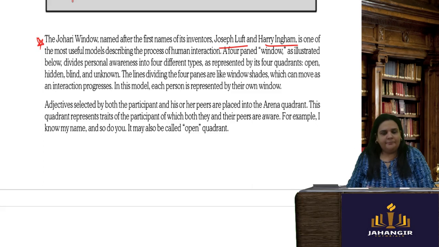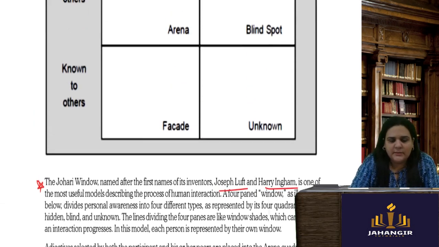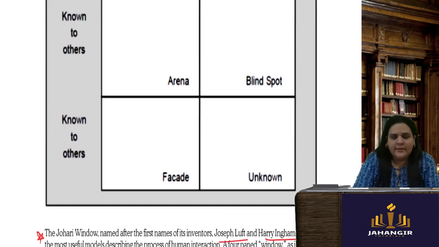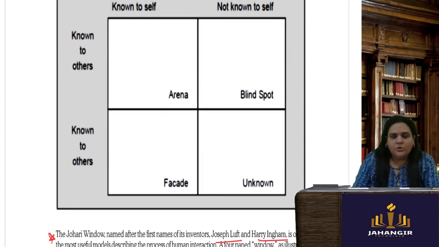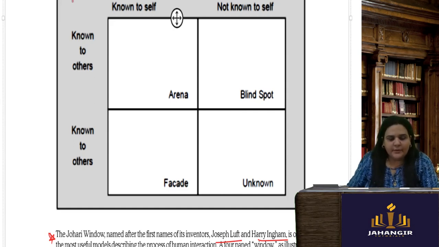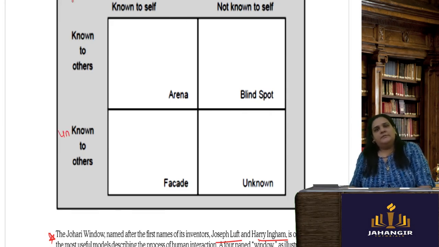Therefore, it is Johari. It is one of the useful models, they say, in describing the process of human interaction. There is a 4-panel window which is illustrated. So you see here there are 4 panels, in the form of a window. It is known to self, that is arena. Then there is one not known to self side, blind spot, unknown. This is also unknown to others. They have made a mistake in writing here. It is unknown to others.